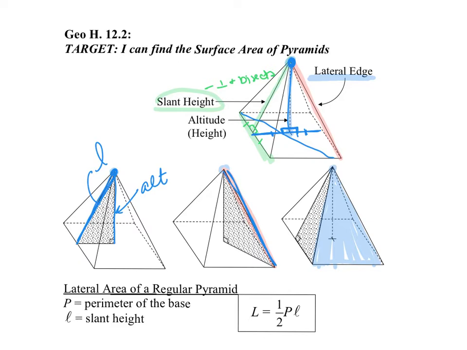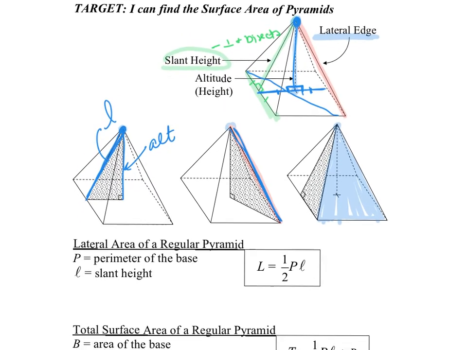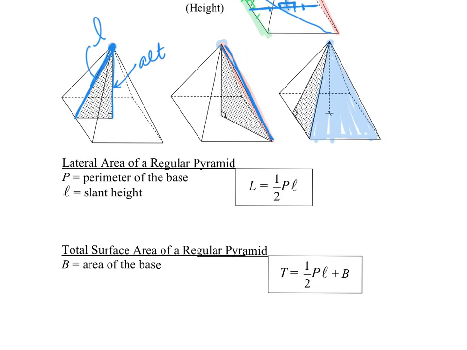A lot of times with what you're given, you may have to use the Pythagorean theorem to figure out one of the missing pieces. You may have to use special right triangles to figure out the missing pieces, all depending on what you're given. The two formulas that we're going to focus on today for pyramids are lateral and total. Remember the difference, lateral versus total surface area. The lateral area is only the area around, and it does not include the base, okay? So it's just the amount around it.